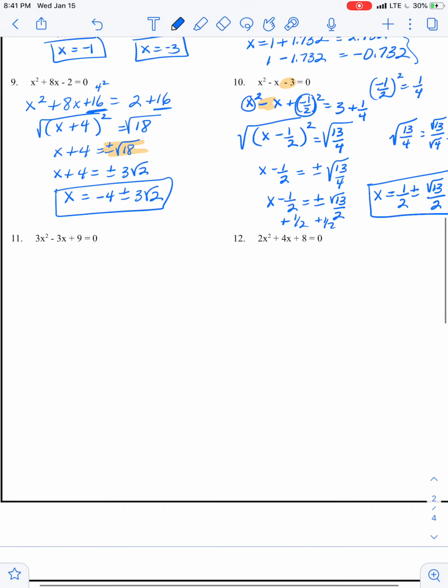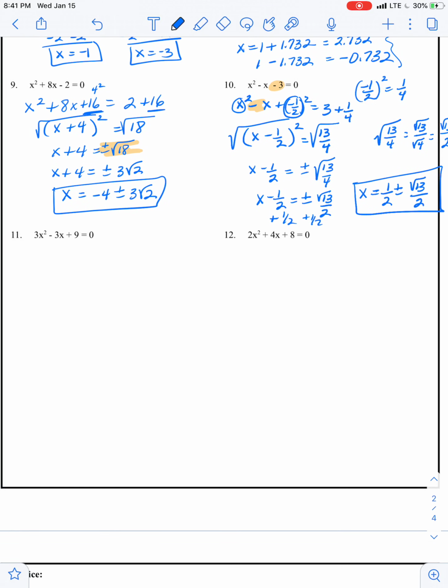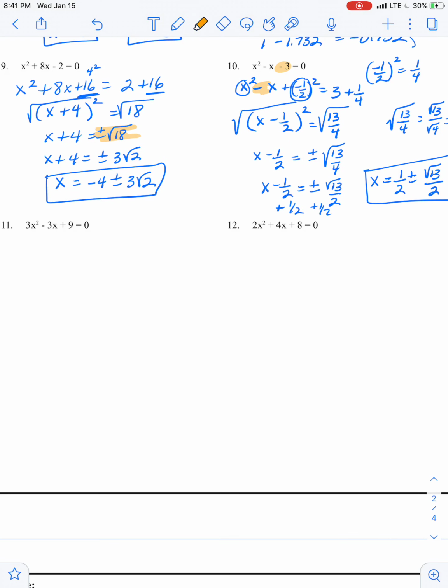Okay? Let's try another one. So the next thing to show you is what happens if this is not 1. Okay? And in this case, it is not 1, but what I do notice is that I have a common factor. So remember, we always try that. So if A is not 1, look to see if you have a common factor. We will do another set where they don't have common factors, but right now they do. So I'm going to take out a 3, and I get x squared minus x plus 3 equals 0.